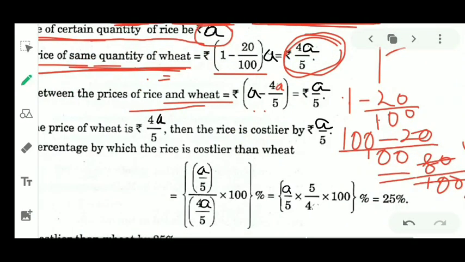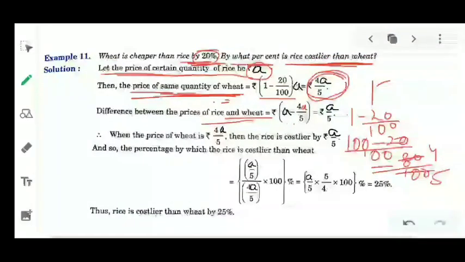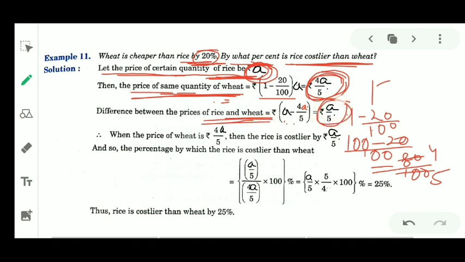Now the difference between the price of rice and wheat equals A minus 4A by 5. The price of rice is A and the price of wheat is 4A by 5. So the difference is what? A minus 4A by 5, because rice is costlier than wheat. That gives you A by 5 rupees. So the difference between rice and wheat is A by 5 rupees.